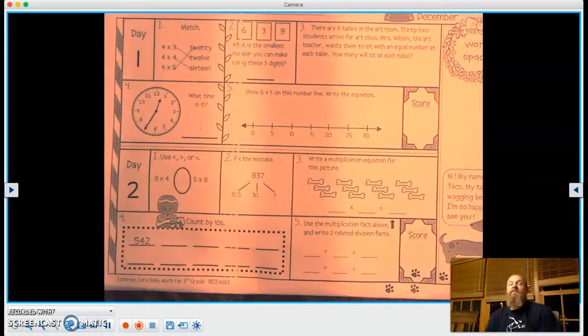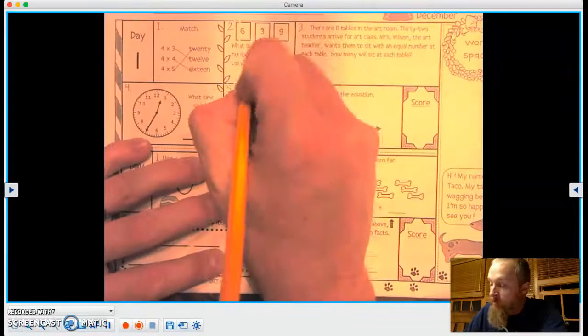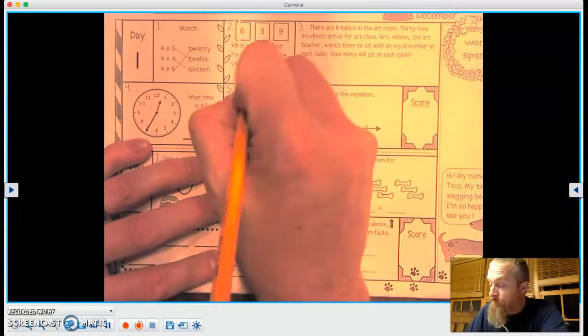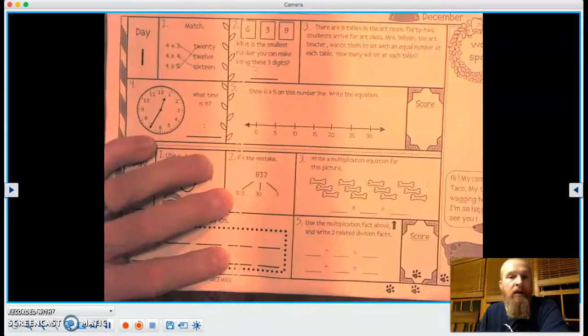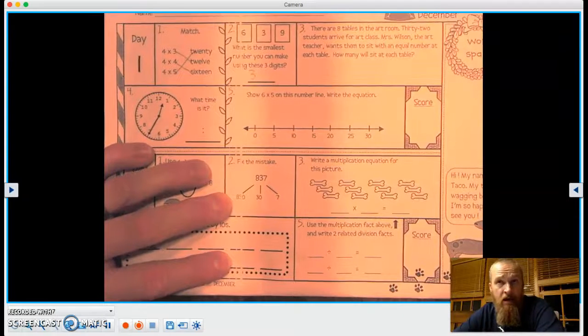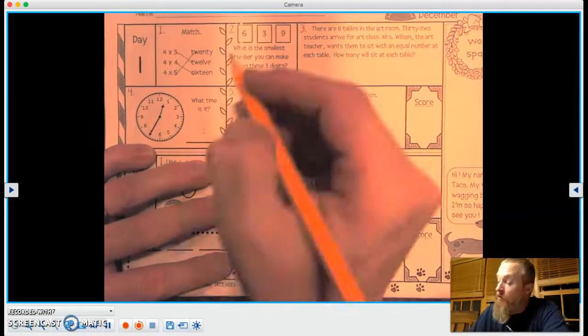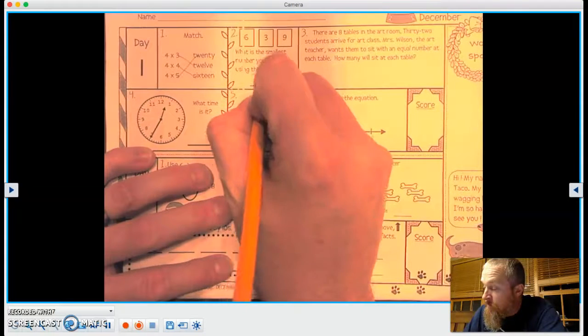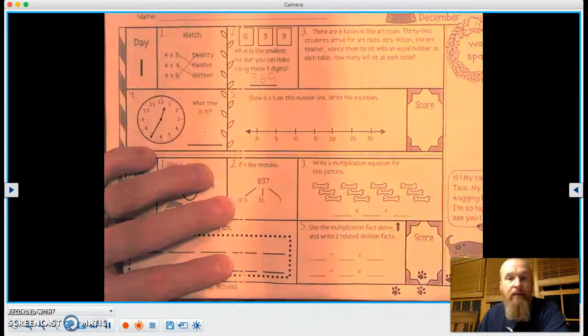Okay, with the digits 6, 3, and 9, what is the smallest number you can make using all three of them? Well, we have to start with the 3 because that's the smallest number. Then we have either the 6 or the 9. Which one's smaller? Because 369 would be less than 396. So we need the 6 first and then the 9.